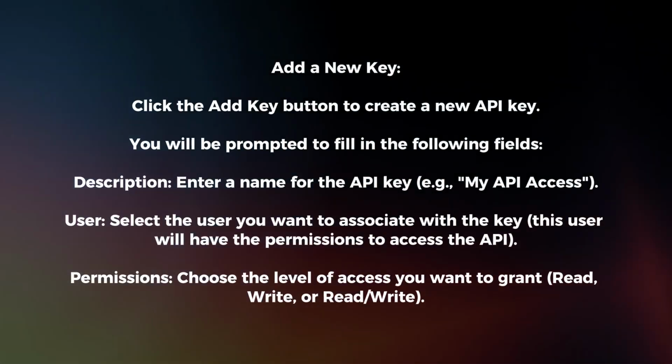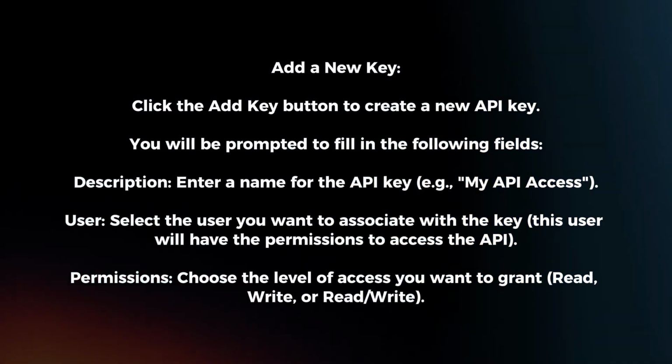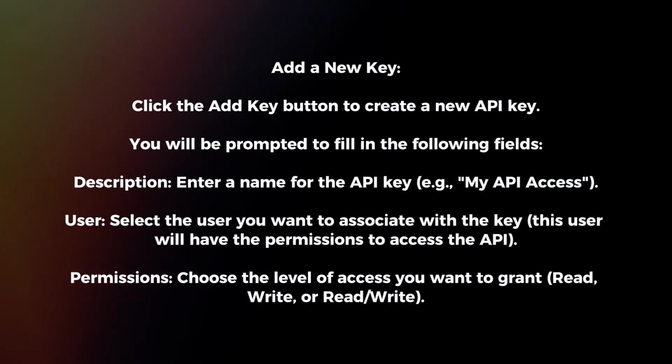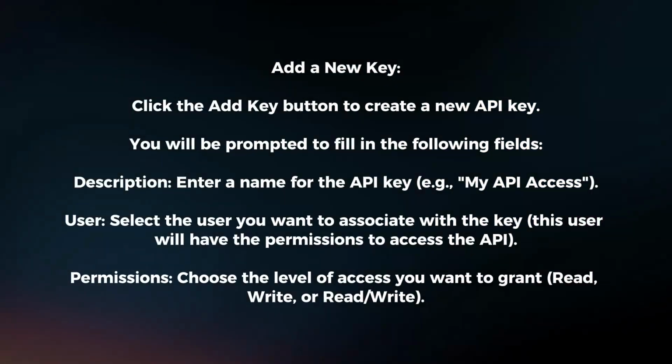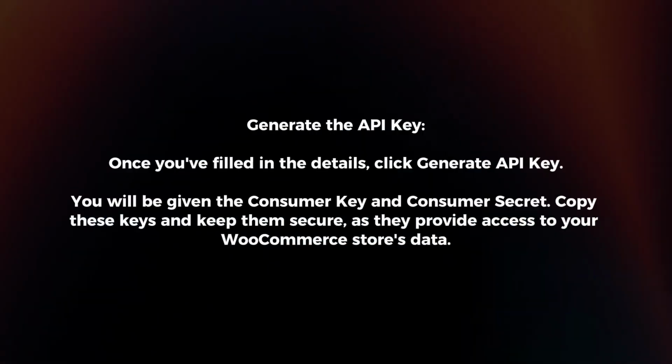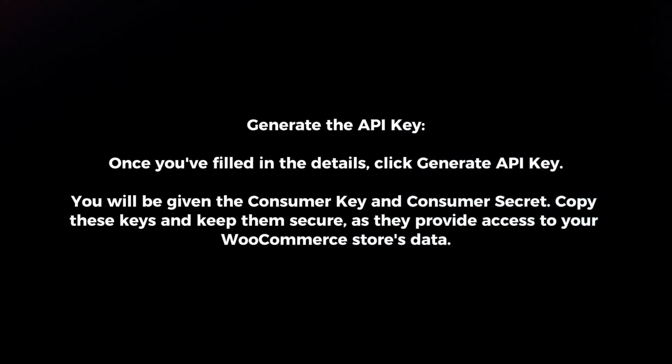You will be prompted to fill in the following fields: description, and enter a name for the API key. User, select the user you want to associate with the key. Permissions, choose the level of access you want to grant. Generate the API key. Once you fill in the details, click Generate API key.